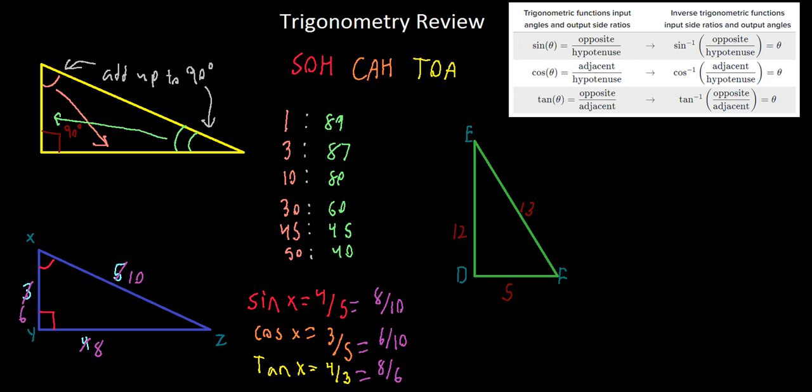Well, what's the sine of angle E? Well, the sine of angle E would just be the opposite over hypotenuse still, or SOH. Well, opposite of angle E is 5, and the hypotenuse is 13. So it's just 5 over 13. And the cosine of angle E would just be the adjacent over the hypotenuse, which is just 12 over 13. And the tangent of angle E would be opposite over adjacent, so that's 5 over 12.